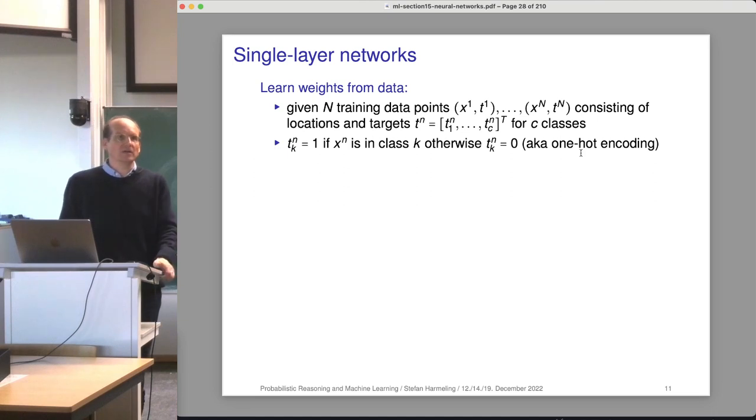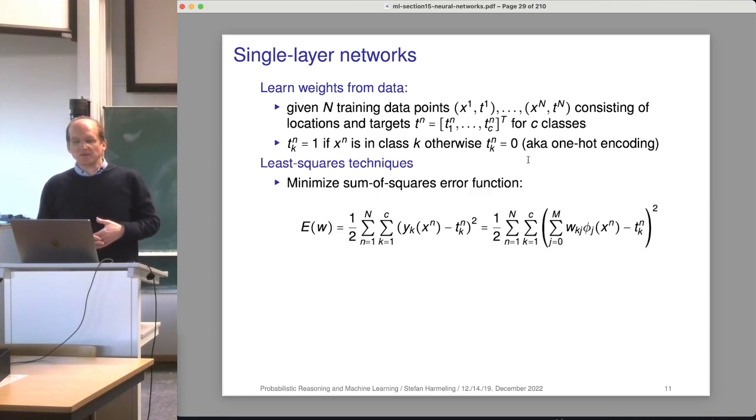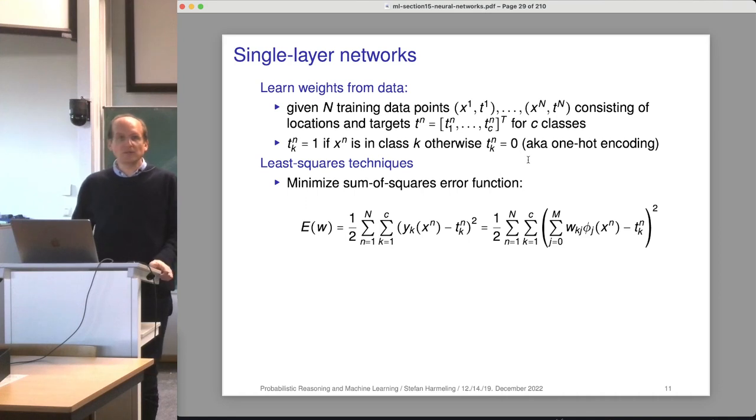This is called one-hot encoding, where I think one-hot encoding is a word that's only 10 years old or something. But this is a very nice description of what's going on. So one is 1, and the other ones are 0. You could also view it like a probability distribution. So the probability of being in class 7 is 1, and for the other ones, it's 0. And then we just use the least squares technique now to minimize the problem. So we have the output of our neural network, which is y of x, and then we compare it with the target values, and we say, let's take the least square of that one and minimize this function. Okay, and that's the simplest way to do it.